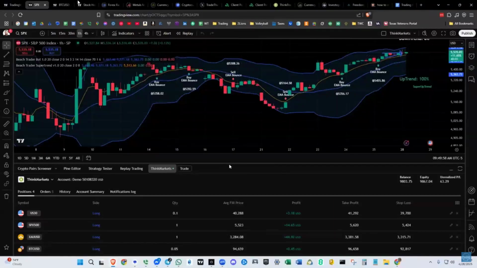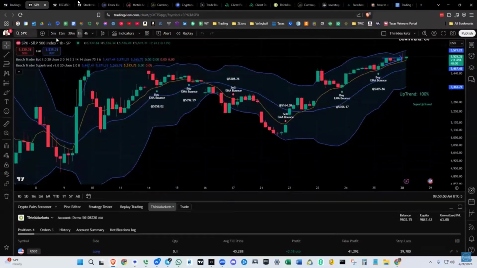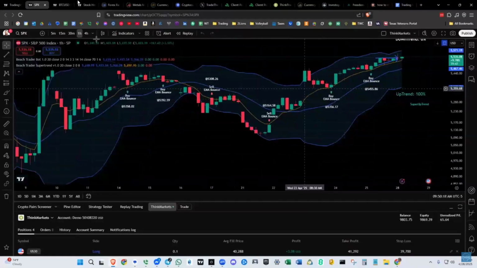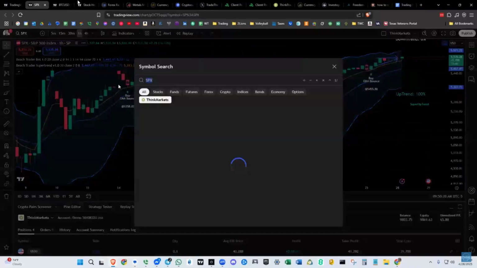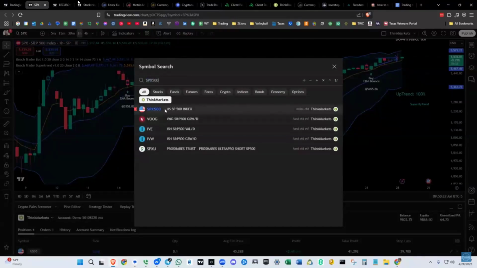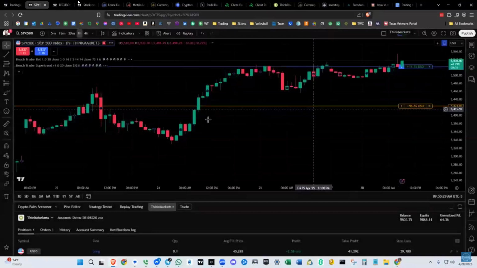So when you log in, these are the sell and buy buttons. If you're not on a Think Markets symbol and you try to buy, it'll say a non-trade symbol. So you can't trade on this because Think Markets is not the broker here. Okay, so you have to change your symbol, and there's the Think Markets symbol right there.